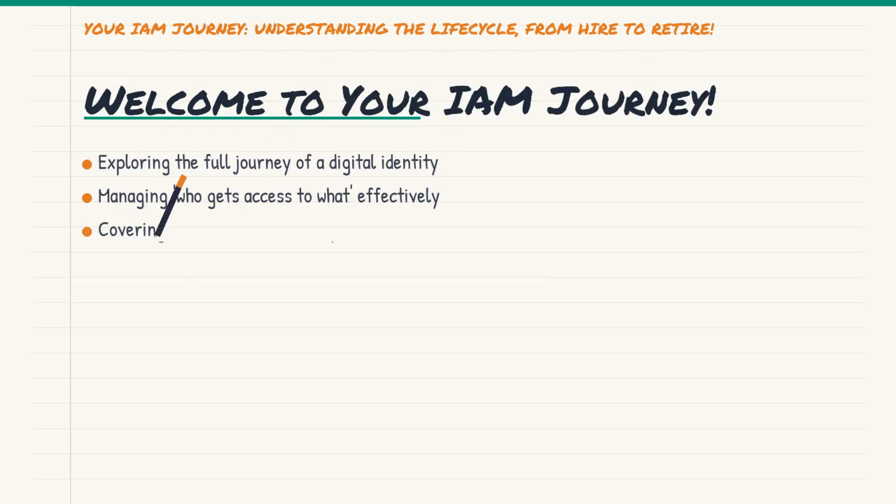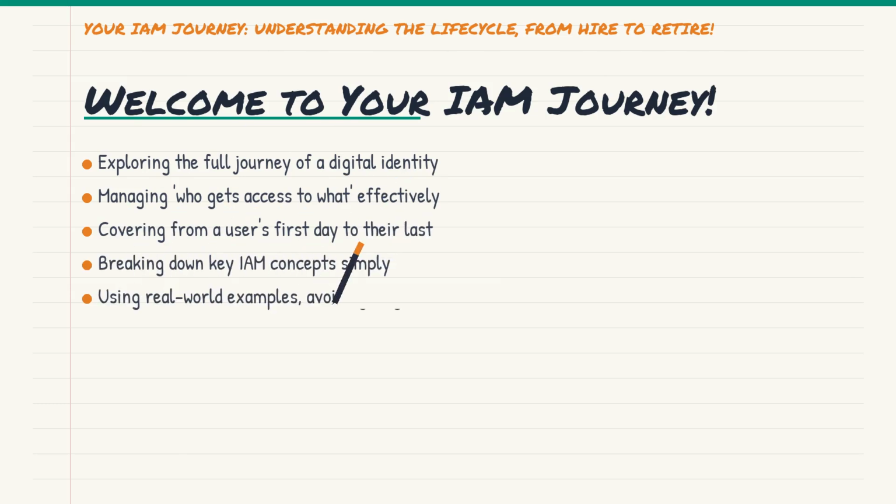Today, we are diving into something super foundational for anyone curious about identity and access management, or IAM: the IAM lifecycle. Think of it like a story, the full journey a digital identity takes within an organization. We are going to break down how we manage who gets access to what, from the very first day someone joins, all the way to their last. We'll explore each crucial step, making sure everyone feels like they've got a solid grasp. No jargon, just clear explanations and real-world examples. So, grab your favorite drink, and let's get started.